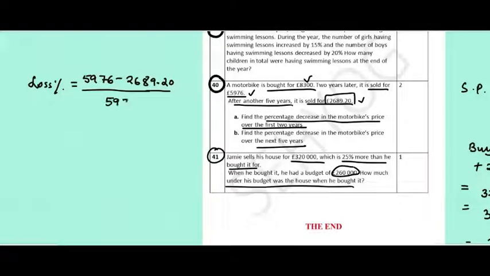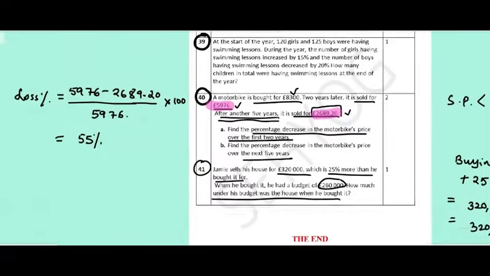Now here also the most interesting thing is, since we are taking only another 5 years, so we are starting from the price of 5,976. So that is in the denominator of the fraction, and multiplied by 100 gives us a 55% loss.